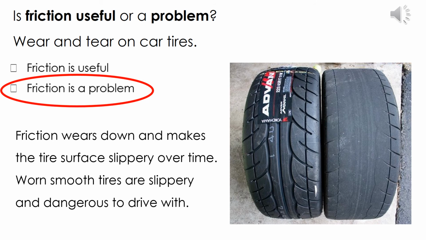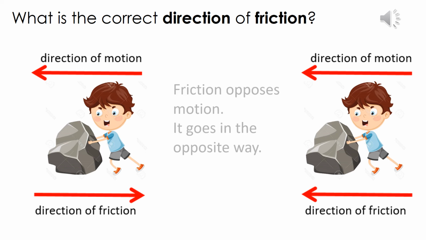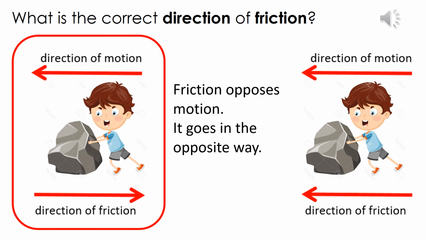What is the correct direction of friction? On the left, we can see the direction of motion and the direction of friction is opposite. And on the right, direction of motion and direction of friction are in the same way. We need to remember, friction opposes motion. It goes the opposite way. Therefore, the one on the left with the arrows going the opposite way is the correct direction of friction.